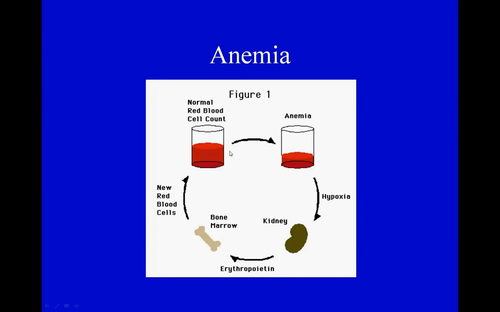We need iron to build it. We need erythropoietin to make red blood cells. We need functioning bone marrow. So keep all those things in mind when we talk about the causes of anemia. And when we talk about polycythemia, think about this piece of this picture.